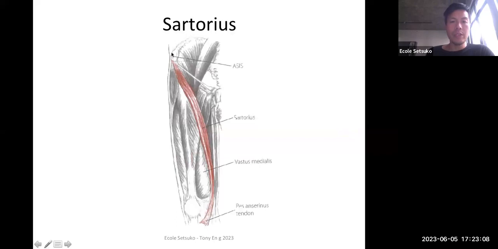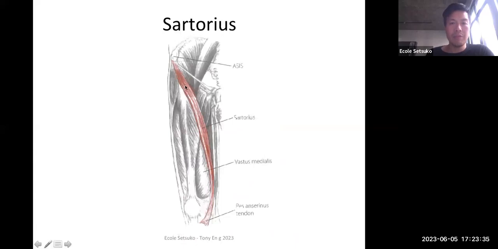Then you have the sartorius. Sartorius is that seatbelt muscle that crosses over the quads. So from the ASIS it crosses to the inside of the knee through the medial epicondyle of the tibia, also the pes anserinus. Remember the pes anserinus tendon, you have the sartorius, the gracilis from the adductors, and the semitendinosus from the hamstrings.